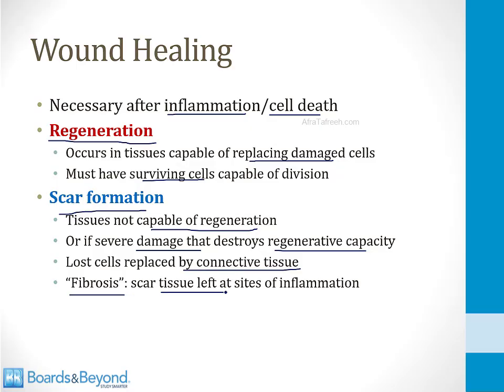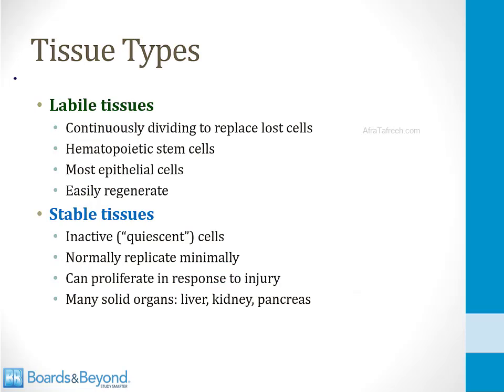And if you've ever had a deep wound, that wound destroys the ability of your skin to regenerate itself, and therefore you may have a scar where that wound was. Let's talk about the different types of tissues in our body and how each of them handles the process of wound healing.